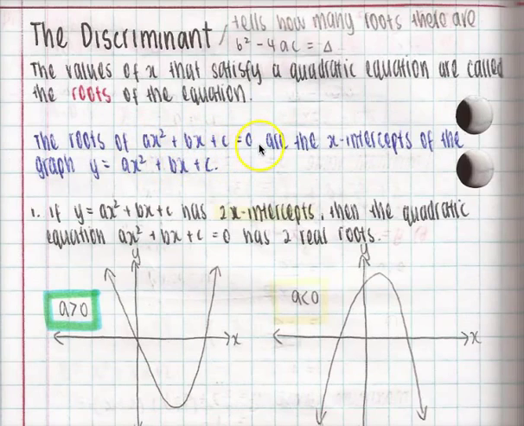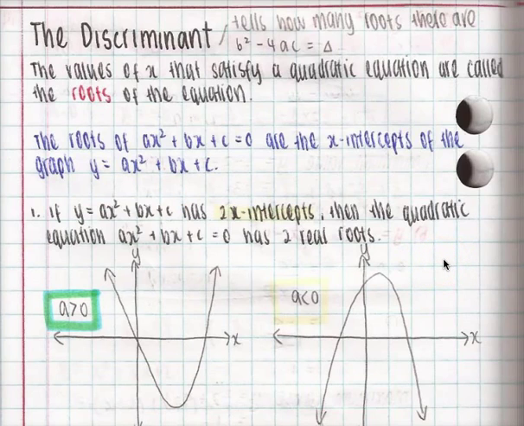Like if you solve this equation, it's the values of x that solve that equation, or it's actually just the x-intercepts of the graph. So here I've got two roots, which are the x-intercepts, and here for this concave down parabola I have two roots. So the values of x that satisfy a quadratic equation are called the roots of the equation. And the roots of that quadratic equation, ax squared plus bx plus c equals 0, are the x-intercepts of the graph y equals ax squared plus bx plus c.